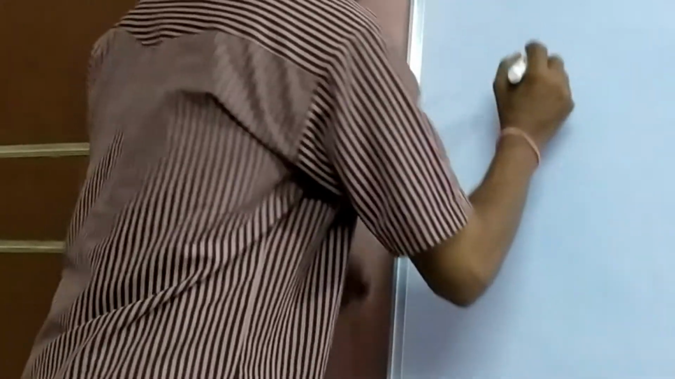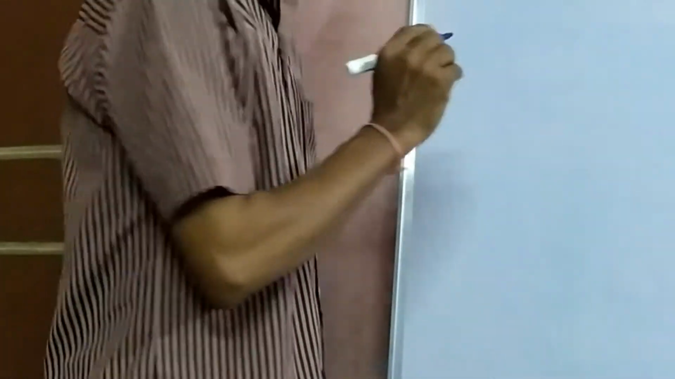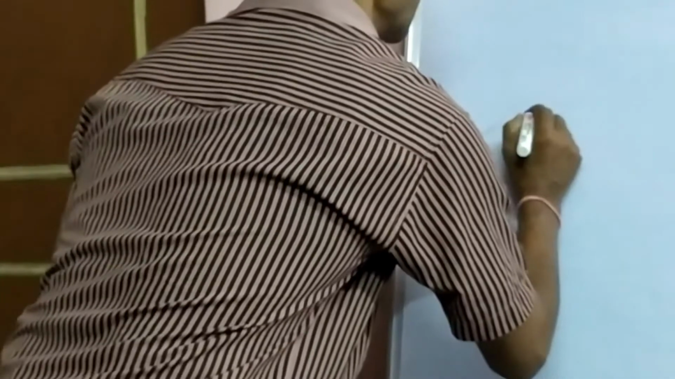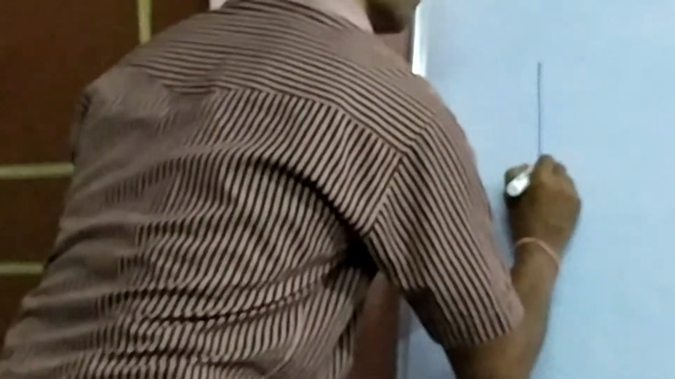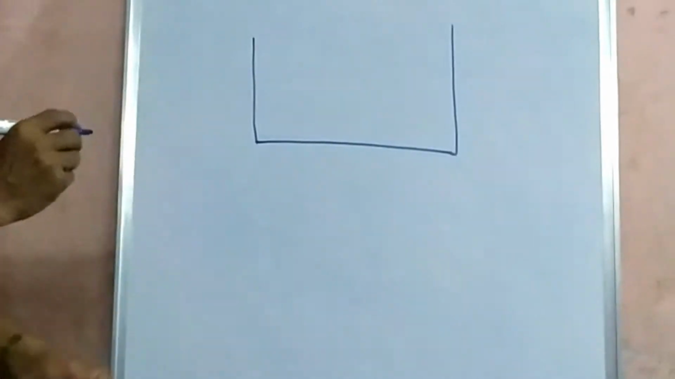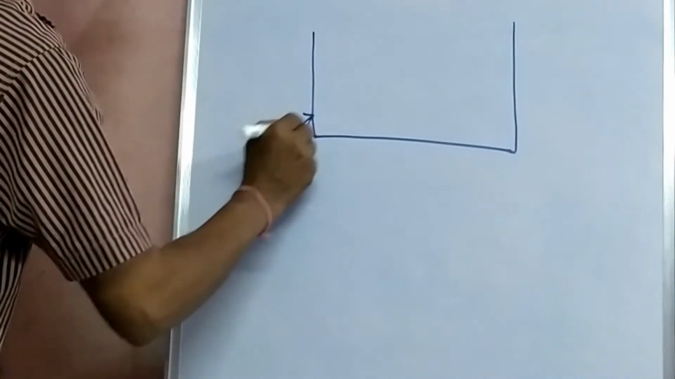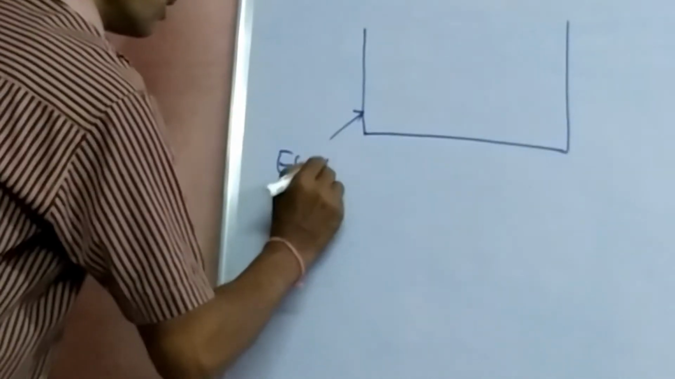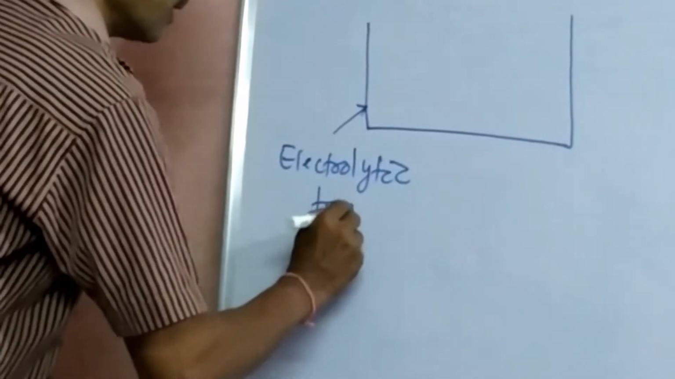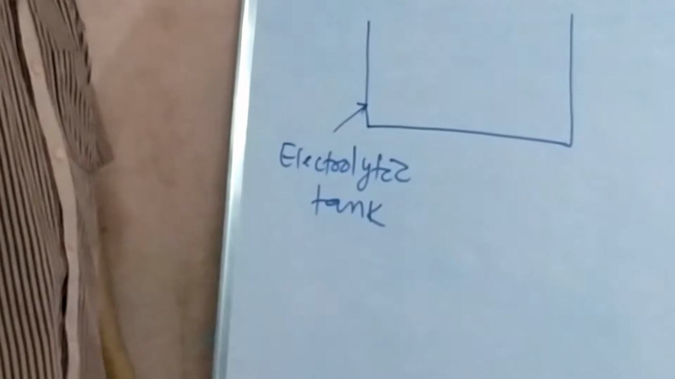Now let us take it. What happens in the electrolysis process? What are the requirements? Already told. This glass vessel, right? We call it an electrolytic tank. This is called the electrolytic tank. You can write it here as electrolytic tank.